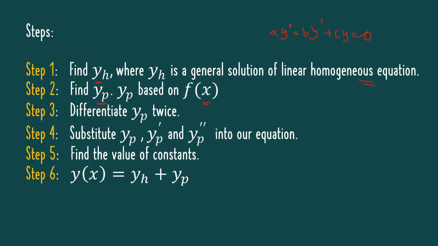After that, you need to differentiate yp twice. Then substitute yp' and yp'' into our original problem. That means ay'' + by' + cy = f(x). The next step, we are going to find the value of the constant by comparing the left side and the right hand side. And lastly, we just need to combine y = yh + yp.